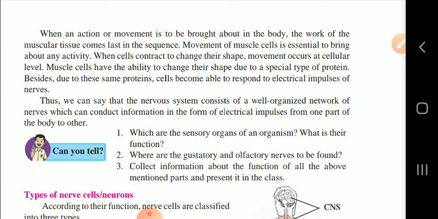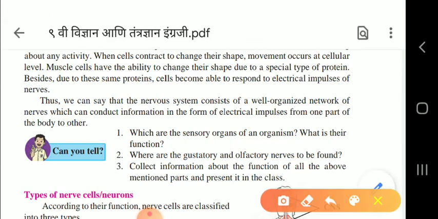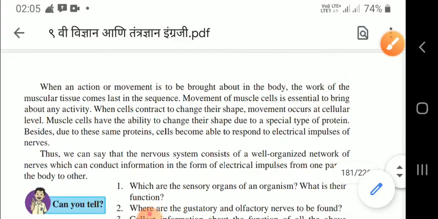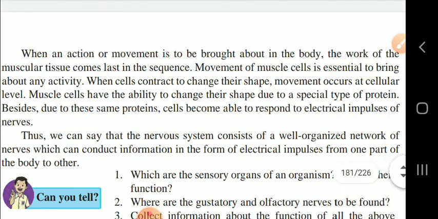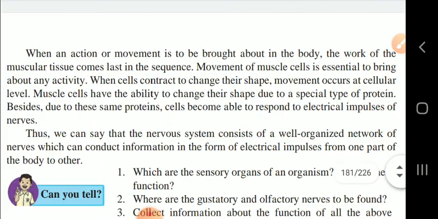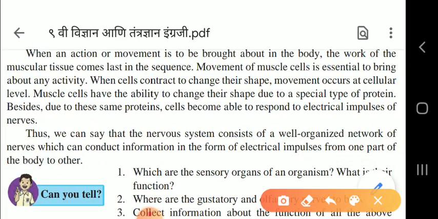What comes in the last, children? Here you can see whatever the action in the muscle is done, that comes in the last. First the action of the nerves is taking place. So this point you have to underline: in the last, in sequence.